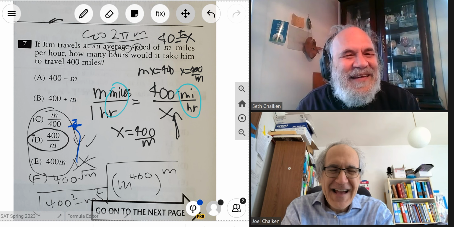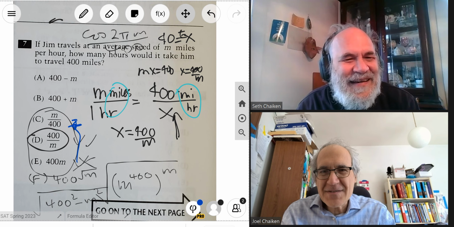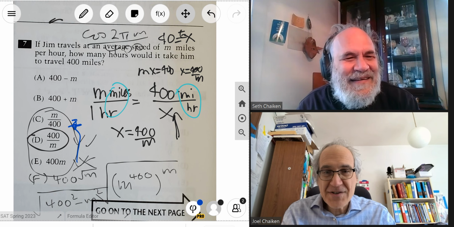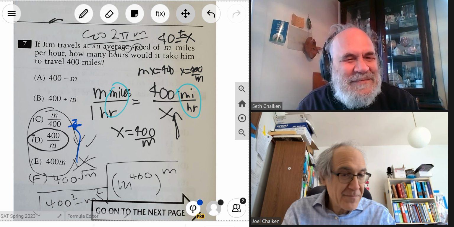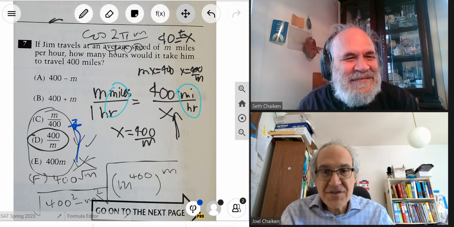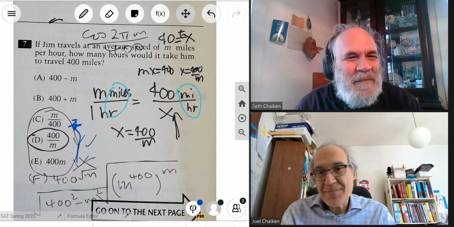Anyway, everybody has their own way of doing this, but I certainly would approach it as a ratio problem. As soon as you see a speed problem, it's a ratio problem. But most people wouldn't do it that way.